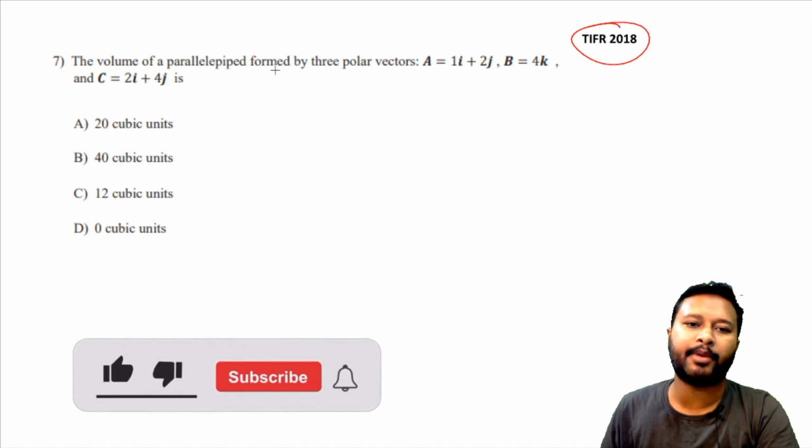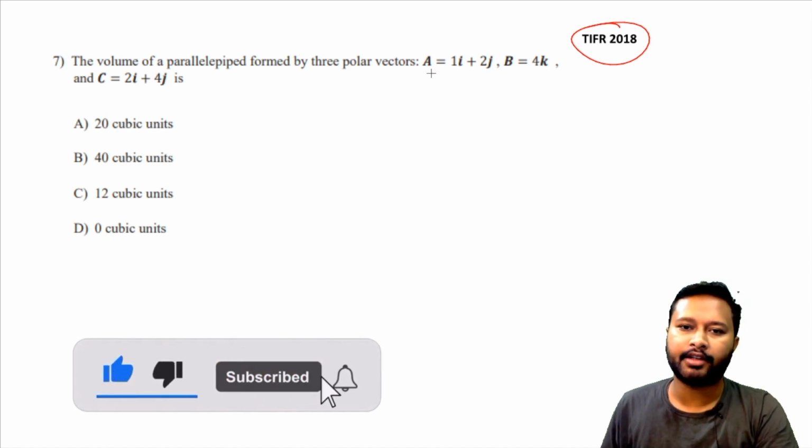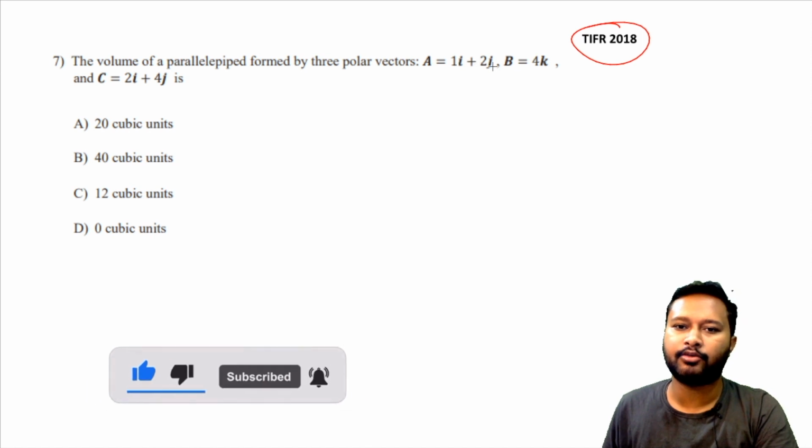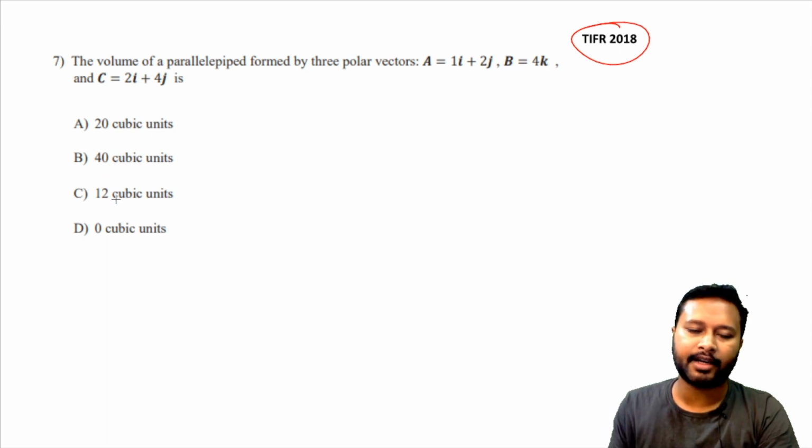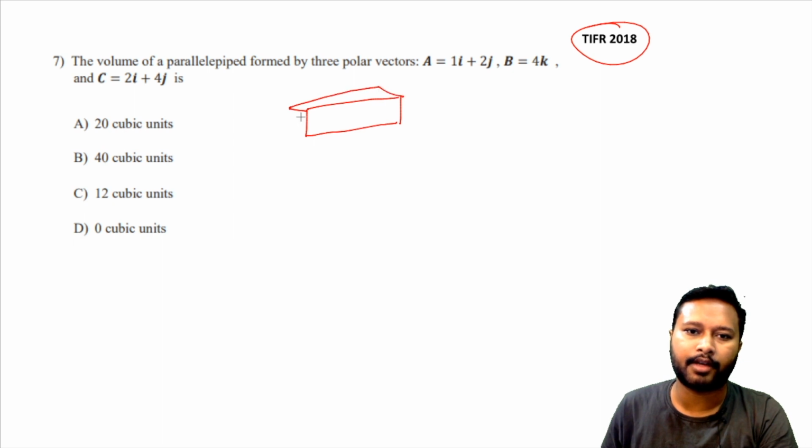It says that the volume of parallelopiped formed by the three polar vectors, A is 1i plus 2j, B is 4k, and C is 2i plus 4j. Now, this is the question, and the options are 20 cubic units, 40 cubic units, 12 cubic units, or 0 cubic units. Now, what is a parallelopiped? It's nothing but just like a cuboid. A parallelopiped is a shape in which all the planes are parallel to each other. Just like you see a cuboid, in the same way you have a parallelopiped. So if I draw something like this, this is a parallelopiped.